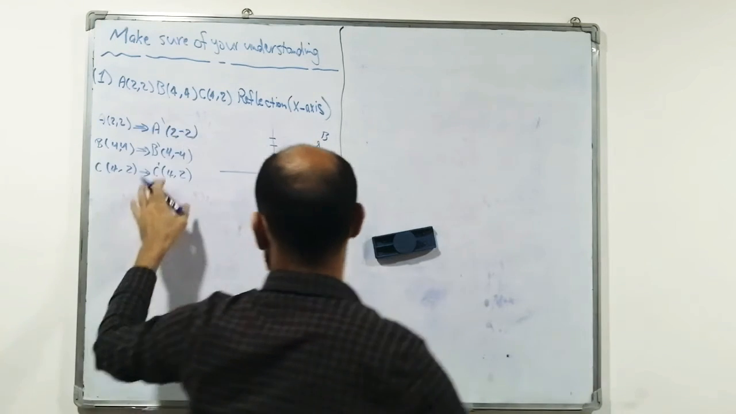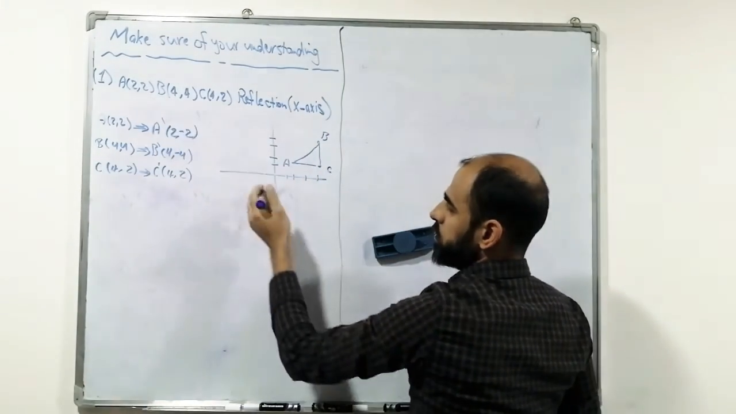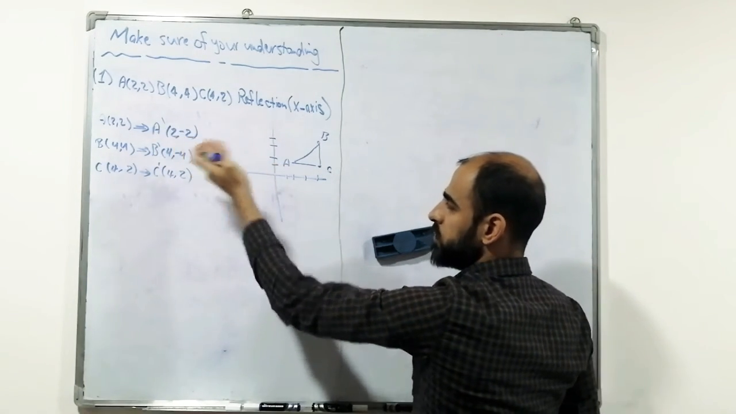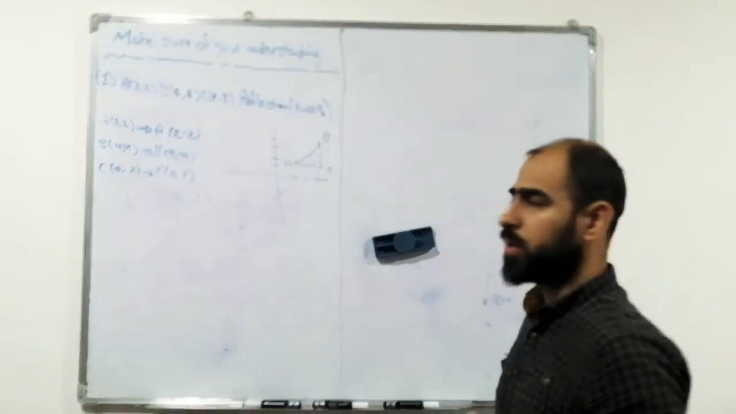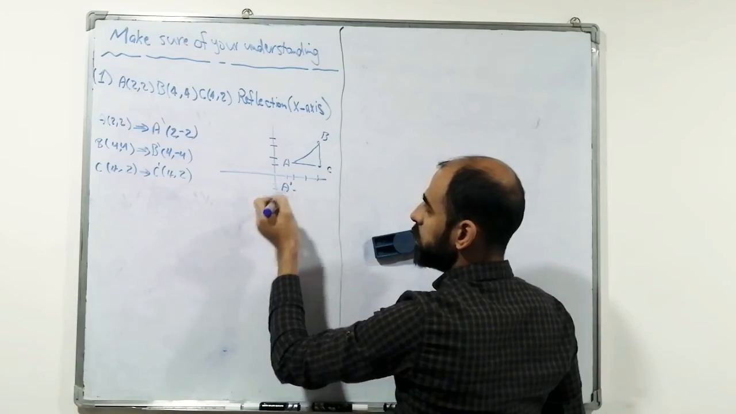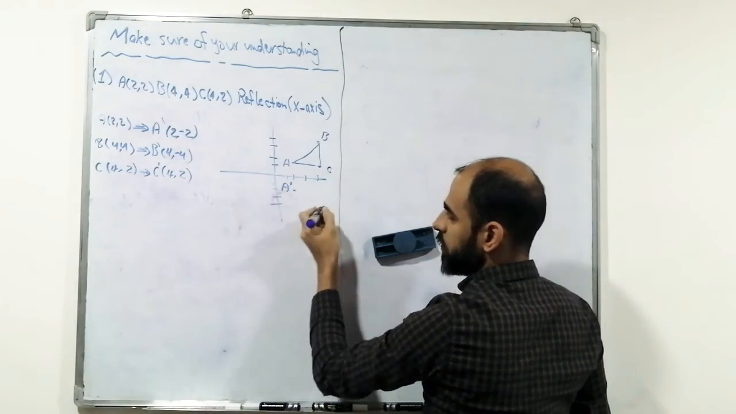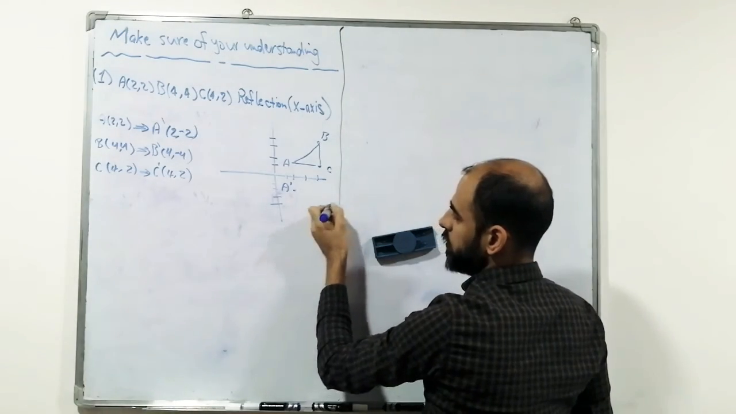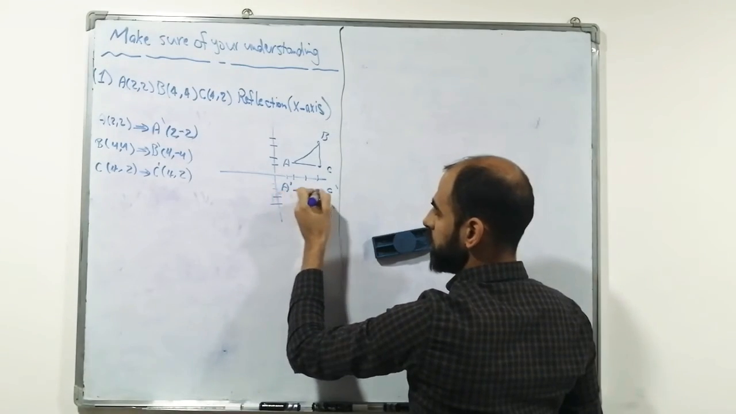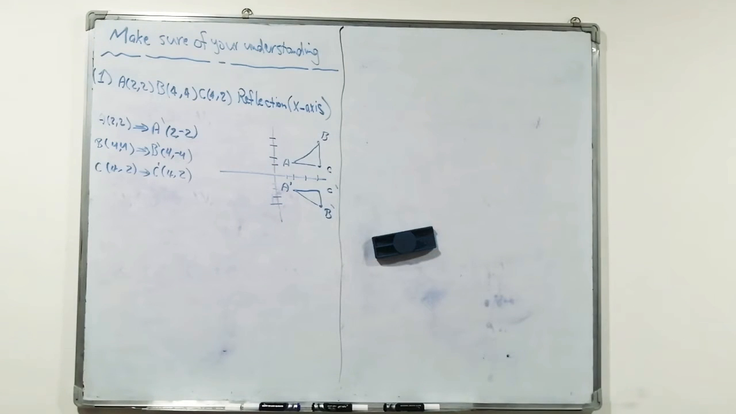After we find the reflection of the figure, we also determine it in the coordinate plane. The first point (2, -2): x is 2 positive, so we go to the right, and y is minus 2, so we go downward 2 steps. This is A dash. B dash is (2, -4), here is minus 4. And C dash is (4, -2). This is the point C dash. So this is the reflection image of the triangle ABC.